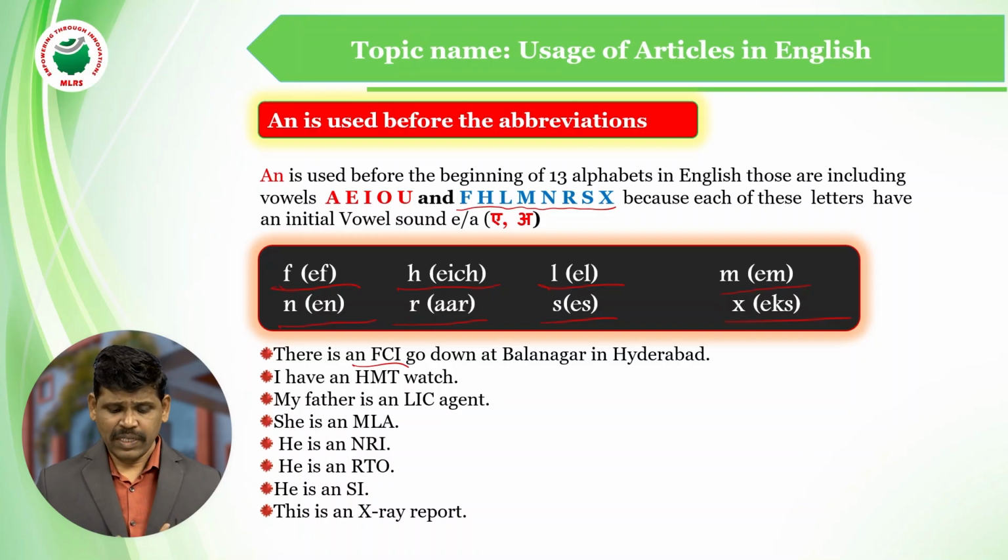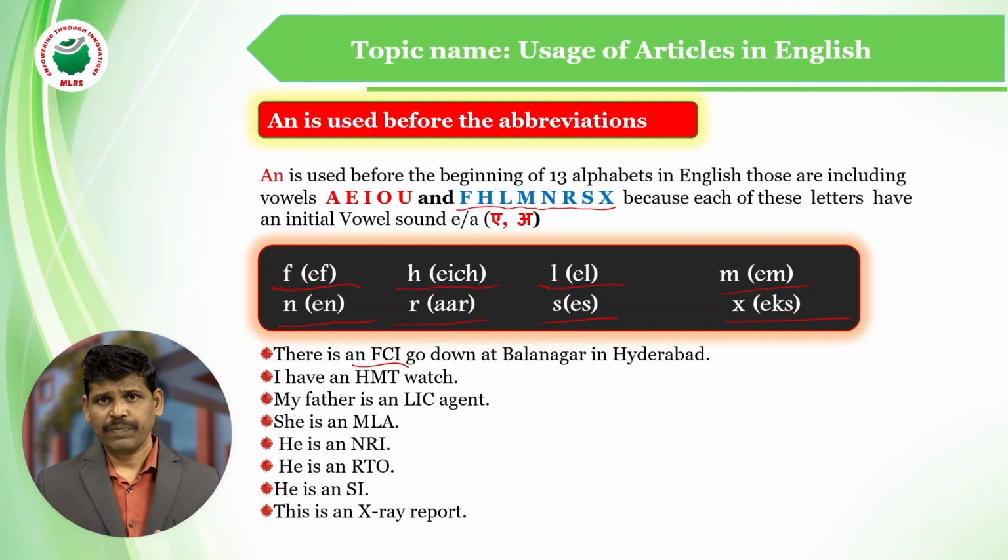Once again, an is used before the beginning of 13 alphabets in English. Those include the vowels A, E, I, O, U and F, H, L, M, N, R, S, X, because each of these letters has an initial vowel sound. For example, F, there is a vowel sound. H, L, M, N, R, S, X, in the same way.